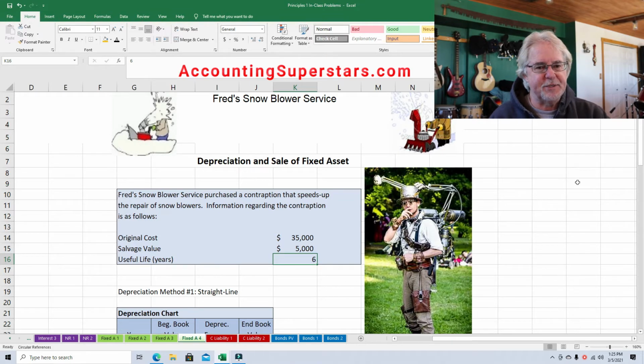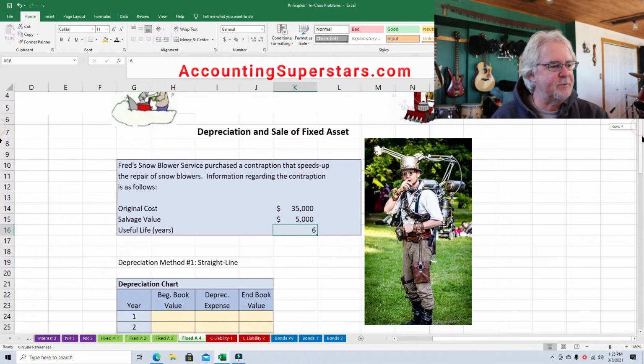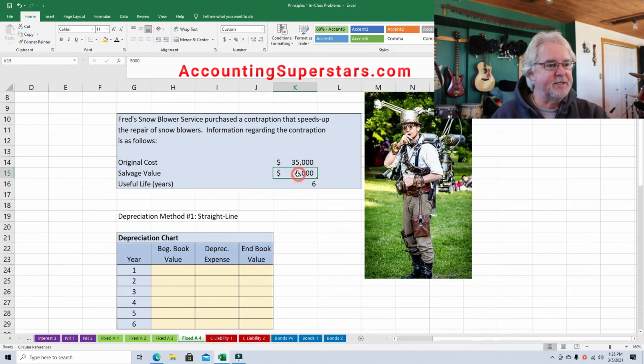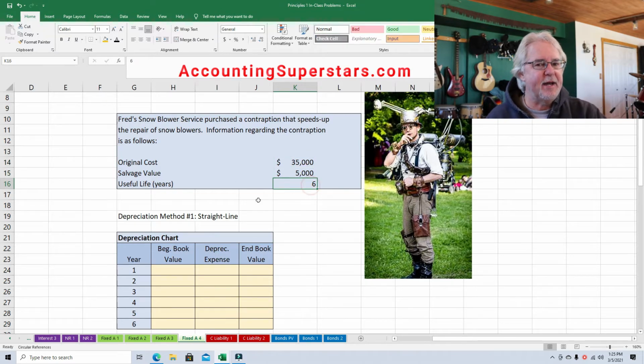So depreciation. How do we calculate depreciation? We're going to use the straight line method. Well, what you do is take the original cost, 35, minus the salvage value. That leaves you 30,000. Divide it by the useful life, divide it by 6, so you get 5,000 per year.